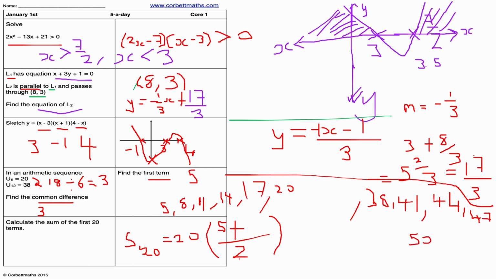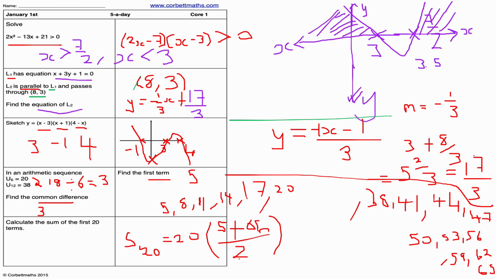U16 would have been 53. U17 will be 56. U18 would be 59. U19 would be 62. And then U20 would be 65. I've added on 3 each time. So the formula is the first plus last term divided by 2. So the last term is equal to 65. The first term is equal to 5.